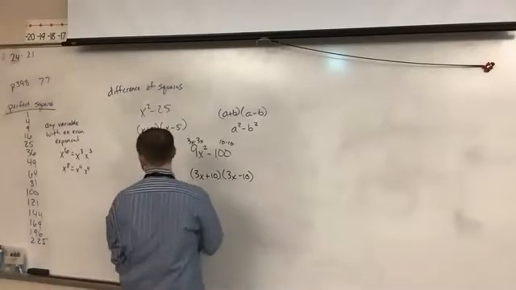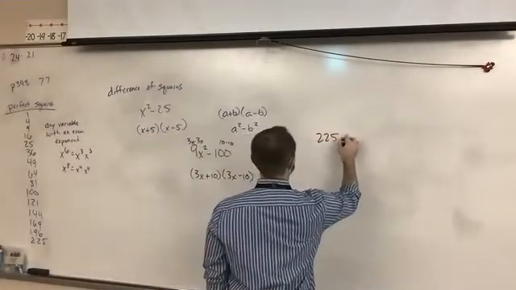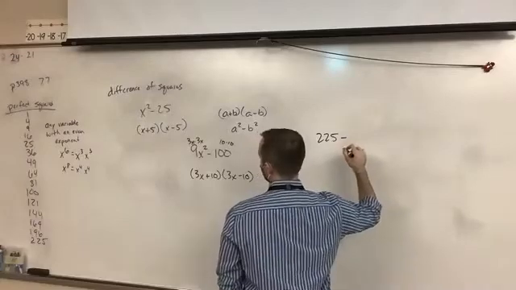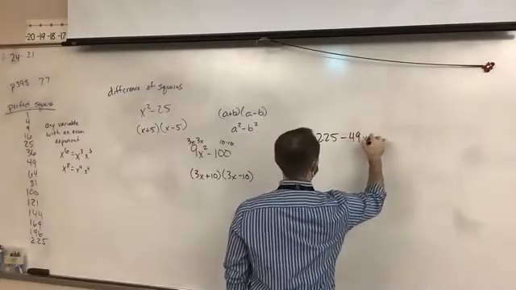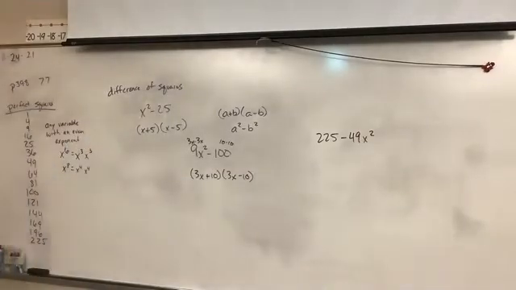All right, let's do another one here. Let's go 225 minus 49x squared. Don't rearrange it, okay? Leave it as is, and factor it. Do the same thing you just did.